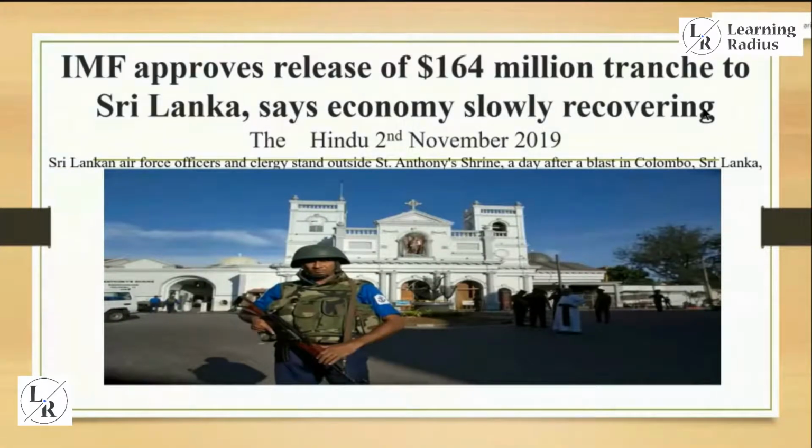It was not an international discussion related to India. From November 2019 onwards, there was discussion related to the same, but it was related to the IMF and Sri Lanka. IMF approves release of $164 million tranche to Sri Lanka, says economy slowly recovering. The Hindu, 2nd November 2019, from there it is continuing. 2019 preliminary examination finished, main examination also, then the next trend is going on. That is, 2020 preparation is very serious.